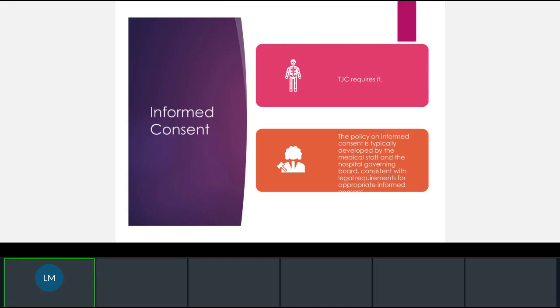All right, informed consent comes up in later chapters, but it's important since it kind of goes along with medical records and all the things that you need. Informed consent is required by TJC, and TJC is the Joint Commission. Okay. So the policy, it says, is typically developed by the medical staff and the hospital governing board, and it's consistent with the legal requirements for appropriate informed consent.